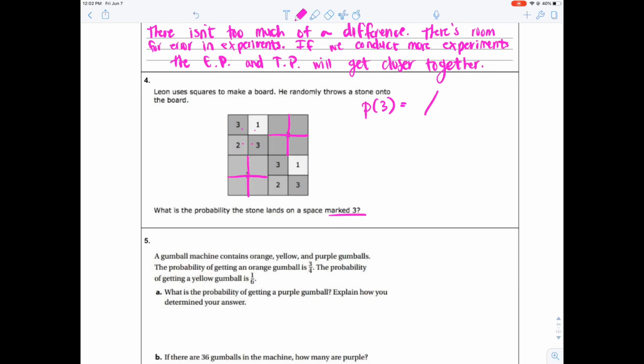How many total small squares do I have? I have 1, 2, 3, 4 by 1, 2, 3, 4. This is a 4 by 4 square, so I'm going to have 16 small squares.